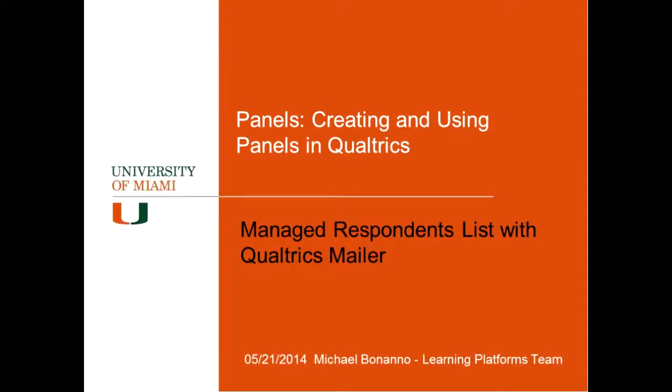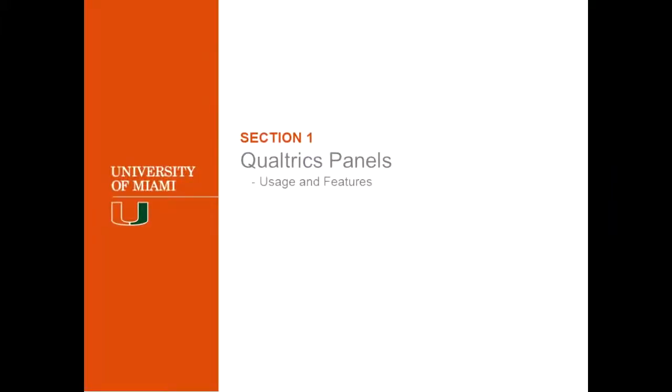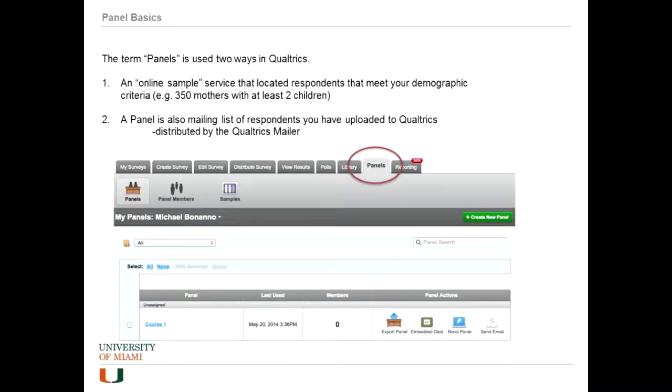Qualtrics is the university's survey software, and it's pretty full-featured. One of the features is the ability to use panels, which are basically a mailing list. One thing that's a little bit confusing when you first look into Qualtrics is that they use panels in two different ways.